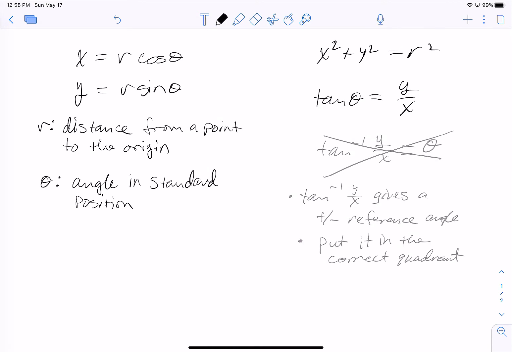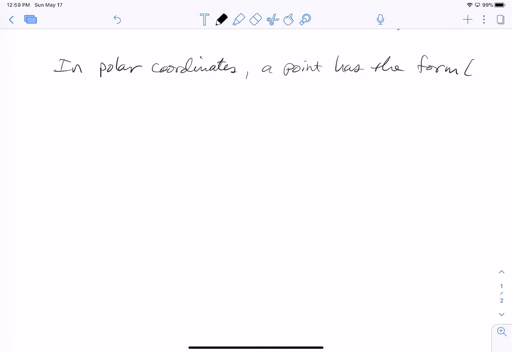We won't mostly be working with just points, though. We're going to be working with equations and expressions and functions and all that good stuff. But it's still good to know how to plot them. In polar coordinates, a point has the form (r, theta). For instance, the point (3, pi over 6) has a distance of 3 units from the origin. We call it the pole, and is on a ray that is an angle of pi over 6 with the x-axis.